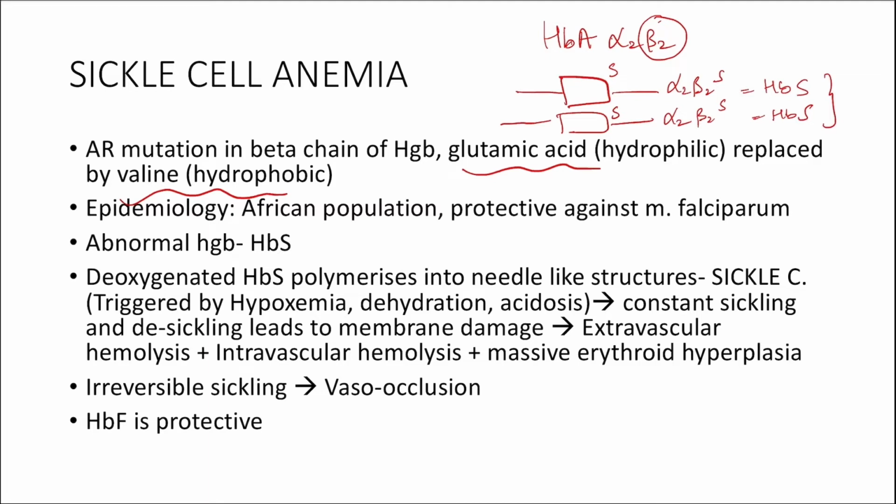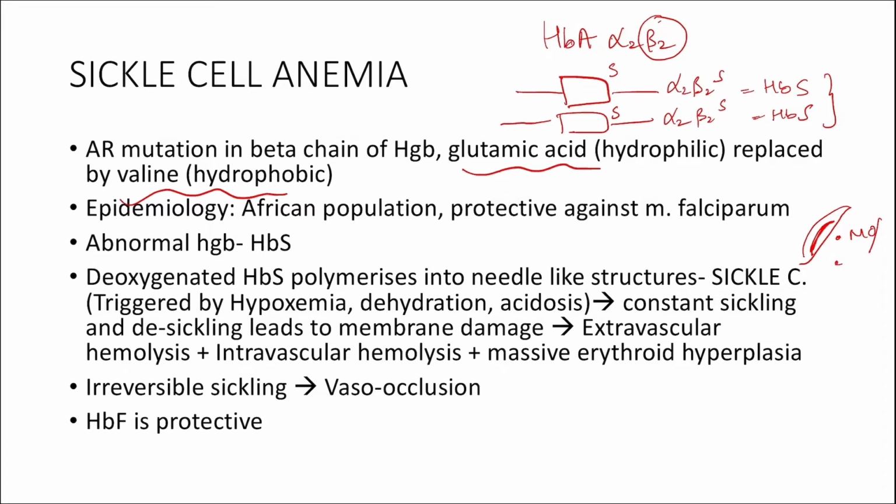So the epidemiology is that it's most likely present in the African population. It's said to be protective against falciparum, so it might be an evolutionary change. And we know that the abnormal hemoglobin is hemoglobin S. Now, what's the problem with this? Basically, hemoglobin S, when it's deoxygenated, it polymerizes. And when it polymerizes, it forms a needle-like structure, which then causes the RBC to become sickle-shaped. And these sickle-shaped cells are more likely to be taken away by the macrophages in the spleen, and second, the membrane over time gets weaker and weaker.